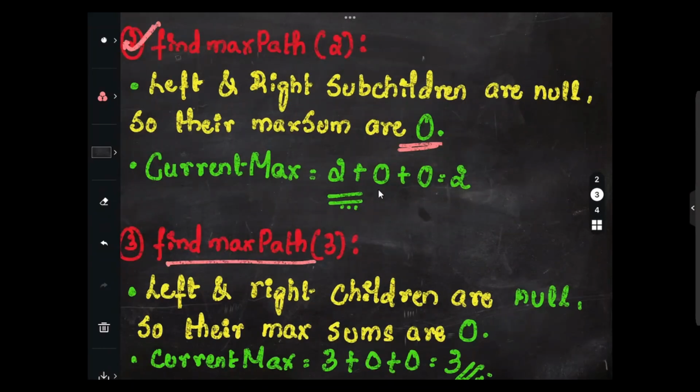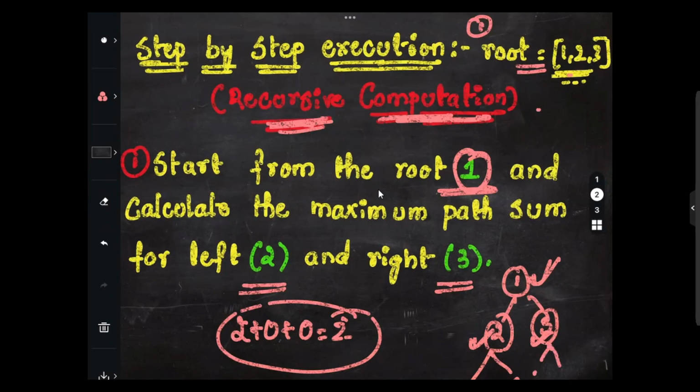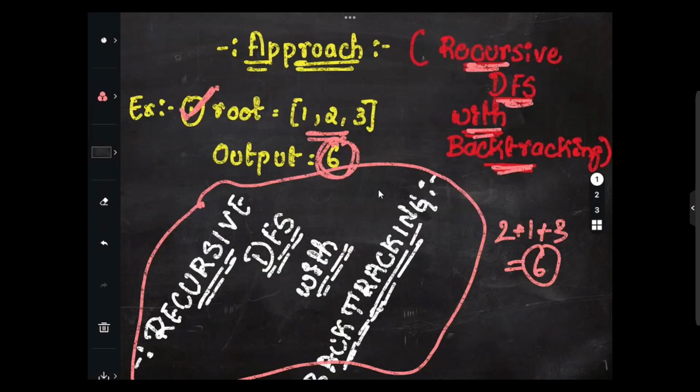Let's move on with the next step. Find max path of 3. The left and right children are null for this as well, so their maximum is 0. Here also we don't have left and right children. This will be 3 plus 0 plus 0. In this case, this will be 3 as well, right? This doesn't have children, so for this one also it would be 3.